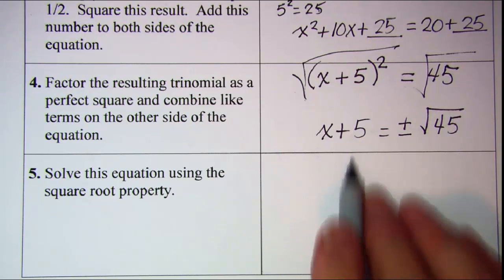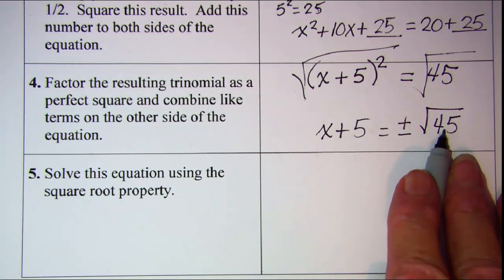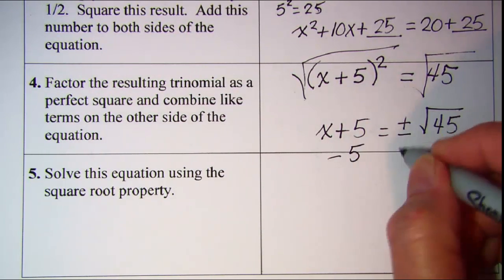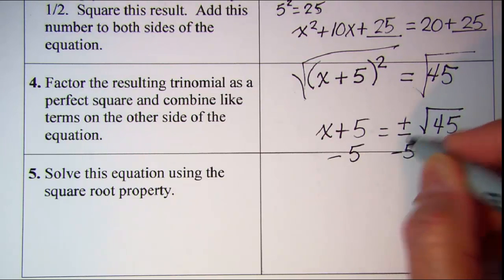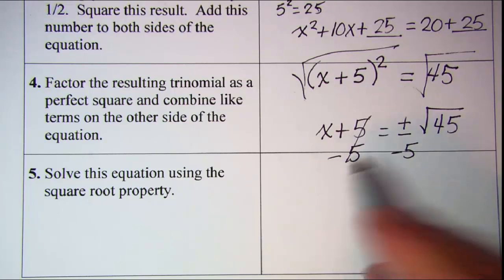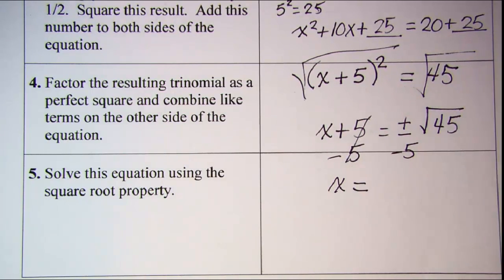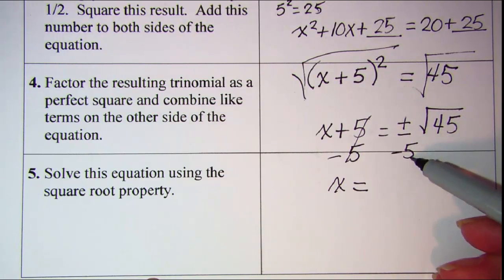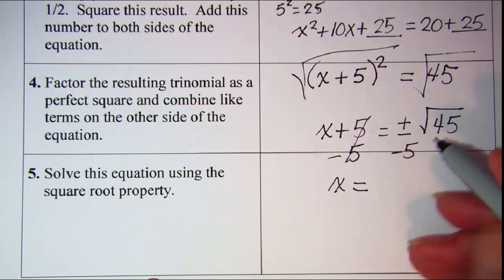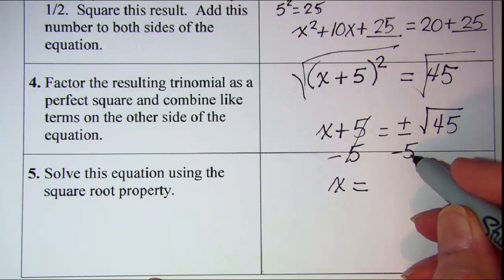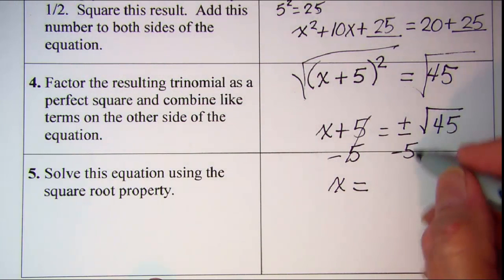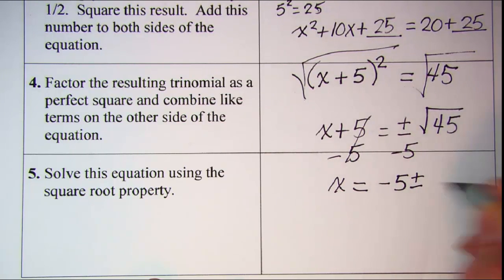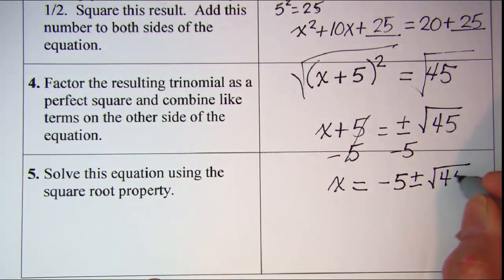Now I left some room here in this box because I need to simplify this. Let me go ahead though and subtract 5 from both sides since we are solving for x. If we subtract 5 here, they cancel, and I have x equals. And then this number is irrational. The 5 is rational, so you can't combine those. You're going to have to write them separately. And usually you write this rational number first. So I'll write negative 5 plus or minus square root of 45.